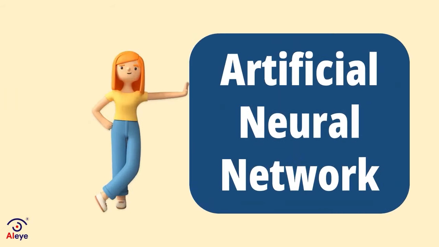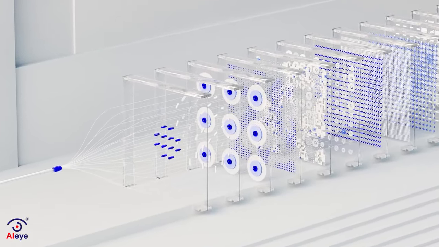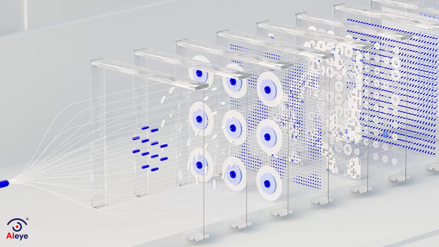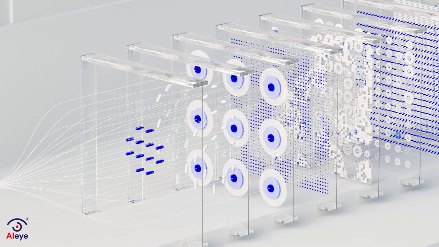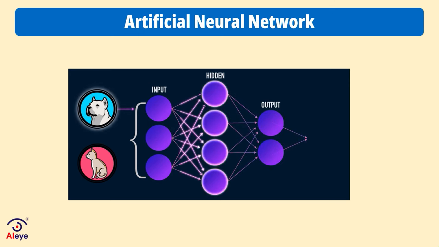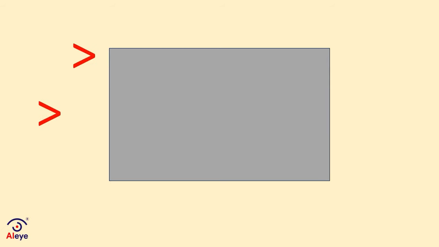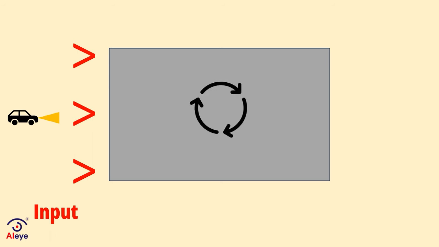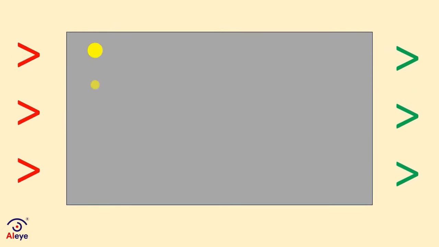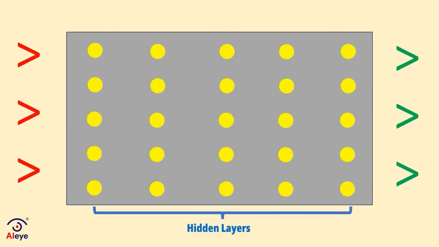Artificial neural network. A network of artificial neurons is called an artificial neural network, or ANN. A neural network can have many inputs and many outputs. Input layer neurons receive information or inputs from outside. It can be from sensors or from other neural networks. Output layer neurons produce the final output. In between the input layer and the output layer, there are one or many other layers of neurons. They are called hidden layers.